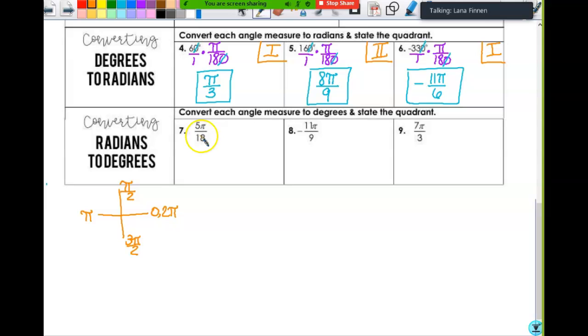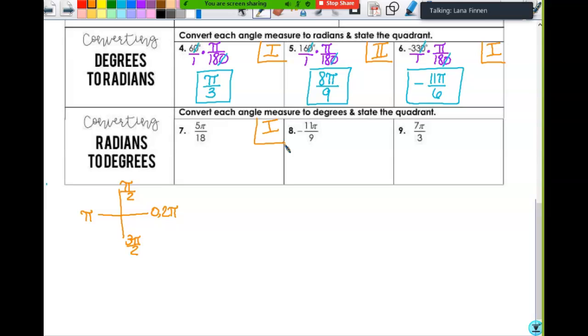So this denominator is 18. If I go from 0 to pi, this would be 18 pi over 18. Do you agree with that? Halfway would be 9 pi over 18. This is 5 pi over 18, so which quadrant is it in? 1. Do you see how you can reason through it even if you don't know what the actual angle measure is yet? You need to be able to reason around the circle that way.